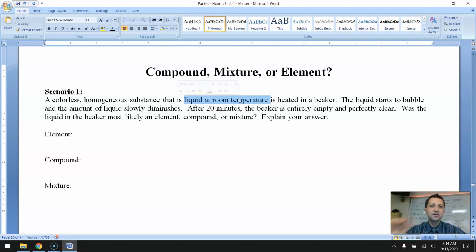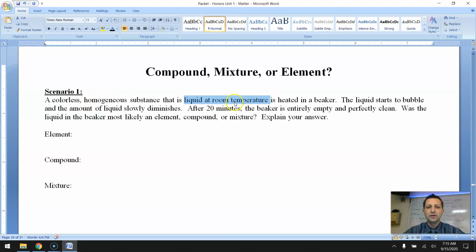Elements that are liquids at room temperature are few and far between. There are only 2 of them. And I might have mentioned them in class. If not, I'll mention them here for you. The only 2 liquids at room temperature that are elements are mercury, and mercury, it's not red or blue like you might think from looking at a thermometer. Those are the newer thermometers. If you look at an old mercury thermometer, it is like a silver gray color. Okay, so this cannot be mercury because it's not colorless.